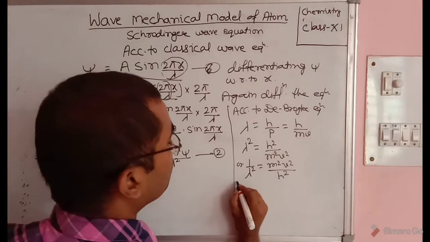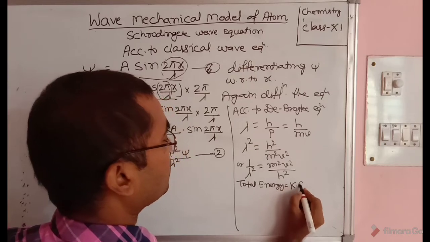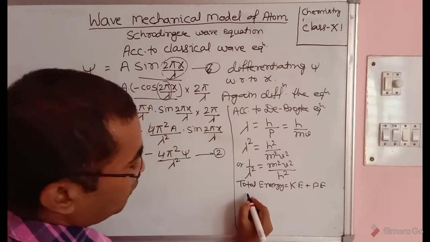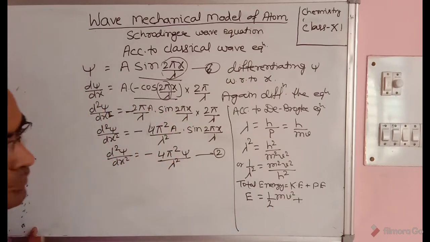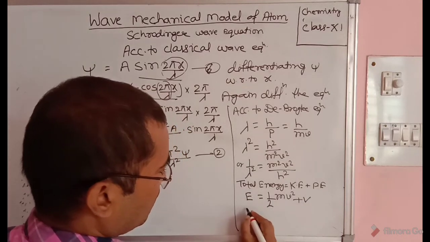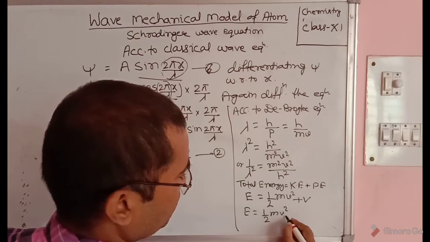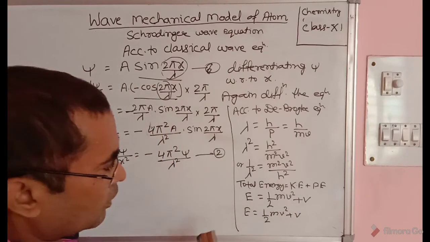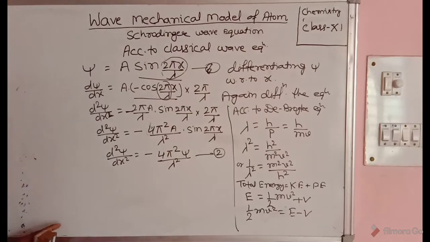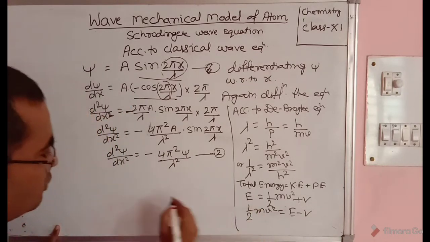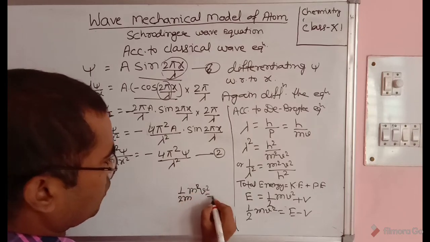And you also know that total energy is equal to kinetic energy plus potential energy. If we denote total energy by E, kinetic energy is half m v square, and potential energy is denoted by V, then E is equal to half m v square plus V. You can also write half m v square is equal to E minus V. Multiplying m in numerator and denominator, it will be 1 by 2 m square v square is equal to E minus V.